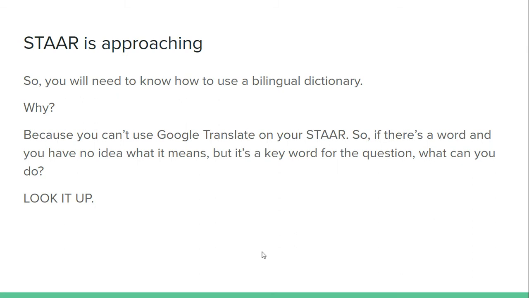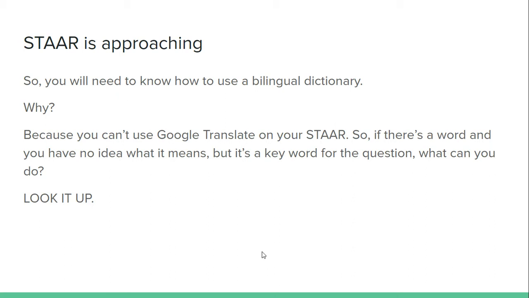Okay, so STAR is approaching and you'll need to know how to use a bilingual dictionary. Why? Because you can't use Google Translate on STAR. So if there's a word and you have no idea what it means, but it's a keyword for a question, what can you do? You can look it up.